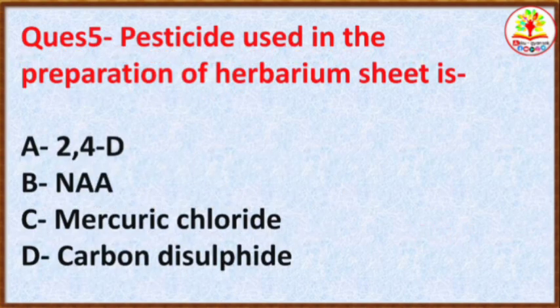Next question. Pesticide used in the preparation of herbarium sheet is. These type of questions are very important. The whole topic herbarium is very important, so please be very thorough with it. The answer is C. Mercuric chloride.